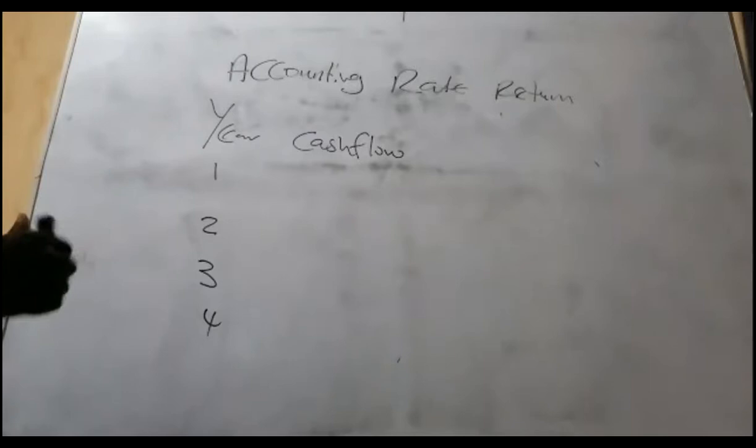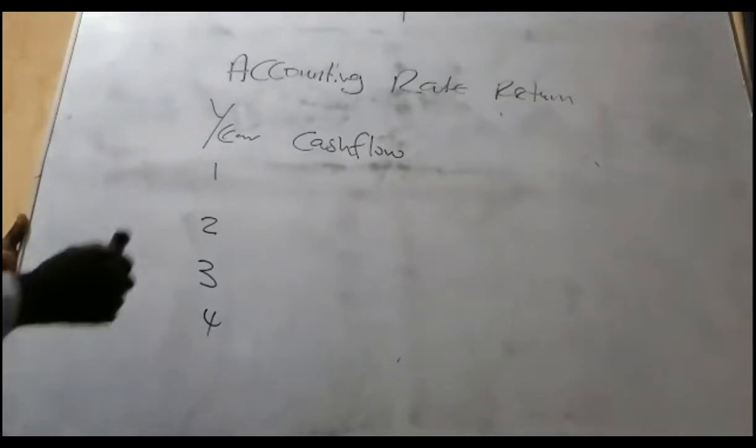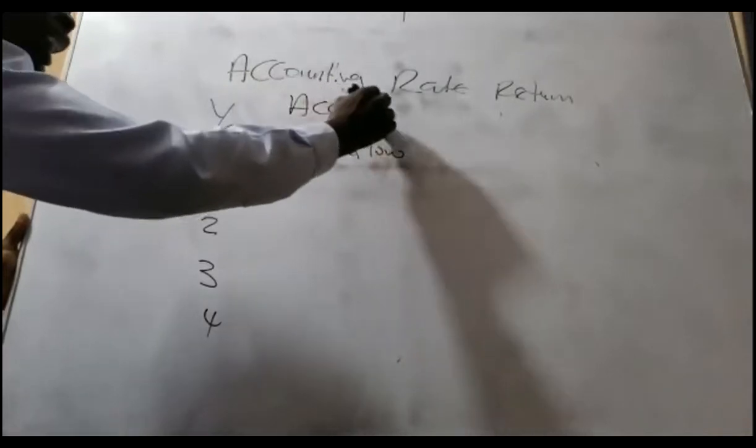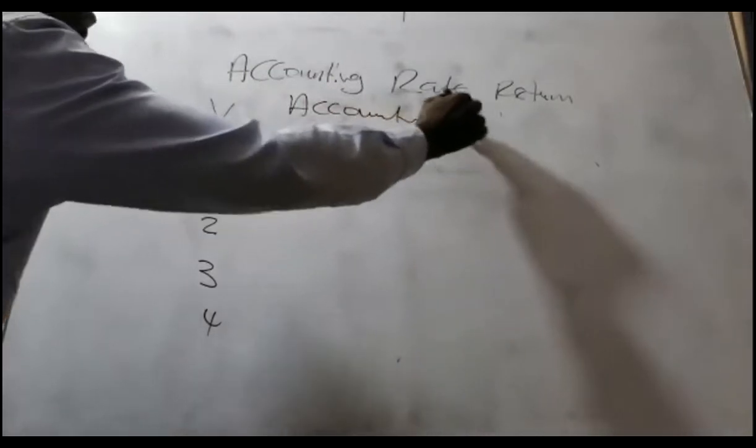Please, here we need accounting profits. That's one thing about accounting rate of return. It uses accounting profit, but not cash flow. So how do you calculate your profit or loss? The same way we have to work for year two.